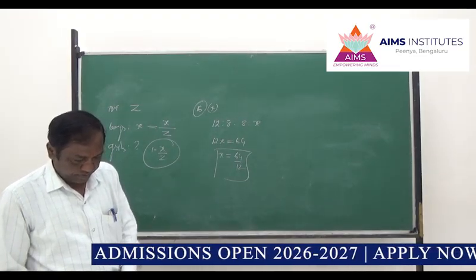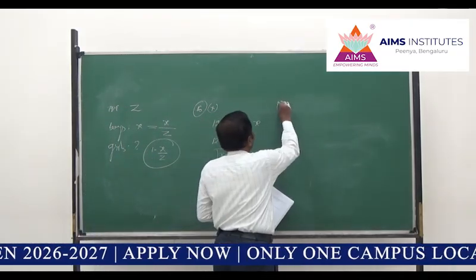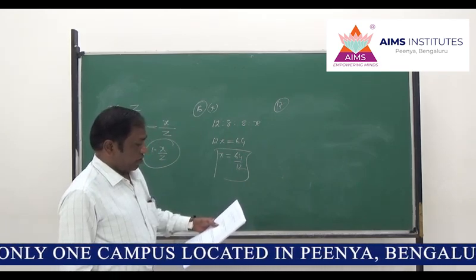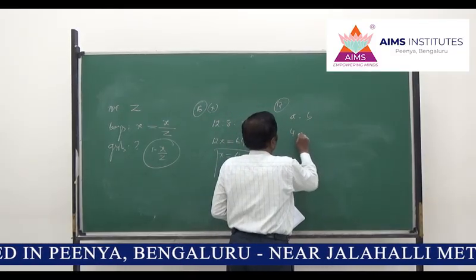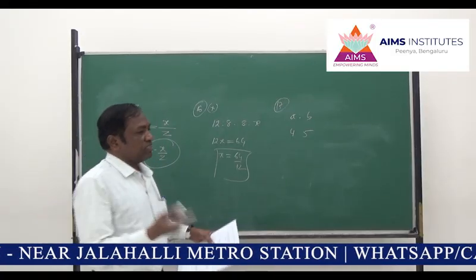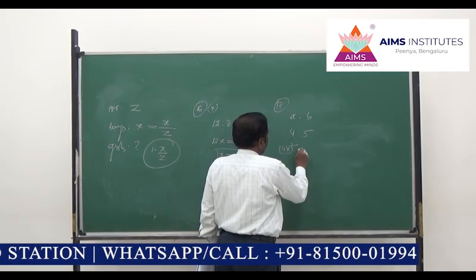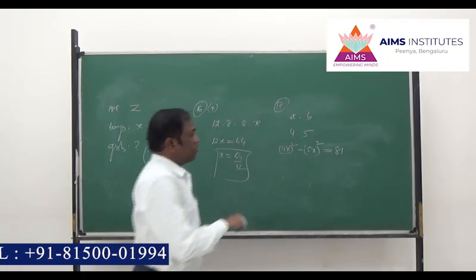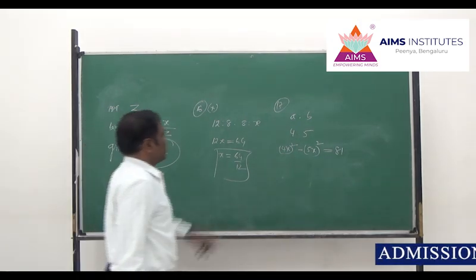Yes, next. Question number 17. A and B are in the ratio 4:5 and the difference of their squares is 81. Difference of their squares: (4x) whole square minus (5x) whole square is 81. What is the value of A?